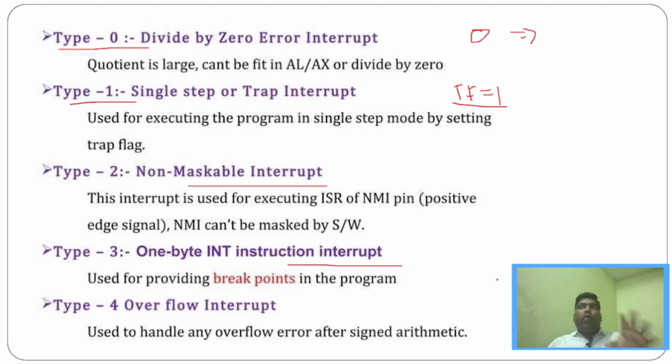And what is type 4 interrupt? This is the overflow interrupt. Whenever the overflow flag is enabled, then this interrupt will happen, type 4 interrupt. So these 5 interrupts, type 0, type 1, type 2, type 3, type 4, are dedicated interrupts. Whenever these conditions happen, the interrupt will get created. And whenever this interrupt is created, the microprocessor will go to this address location, follow all the steps which I said, and serve that particular interrupt.